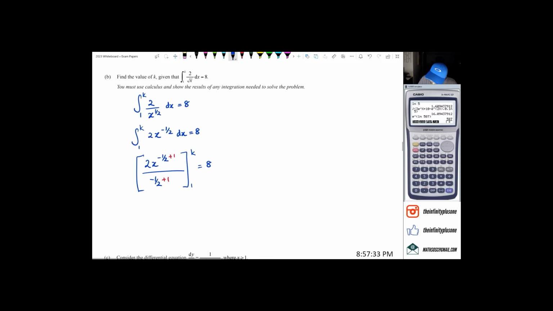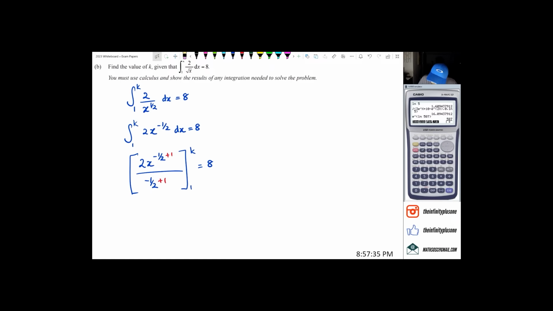It's just annoying. But anyway, we've got half in the numerator, so we're going to get 2x to the power of half over half, and that's between k and 1 equals 8. Next up, I'm going to bring that half to the numerator, so it's going to become 4x to the power of half between k and 1 is equal to 8.